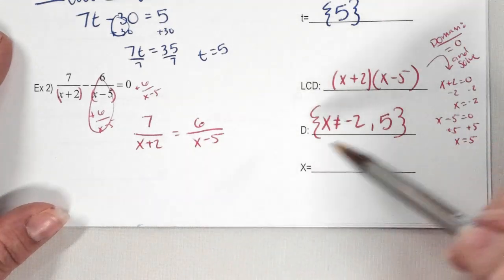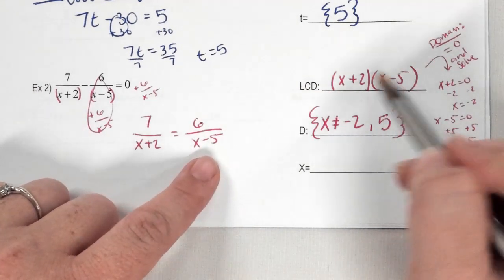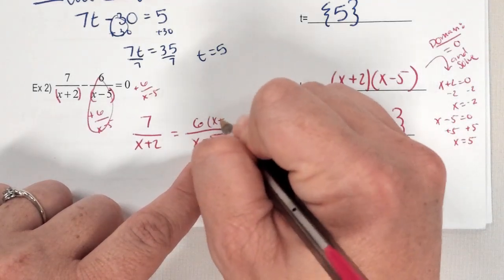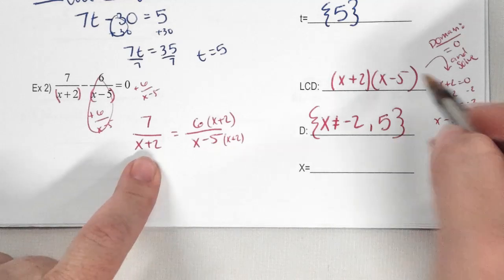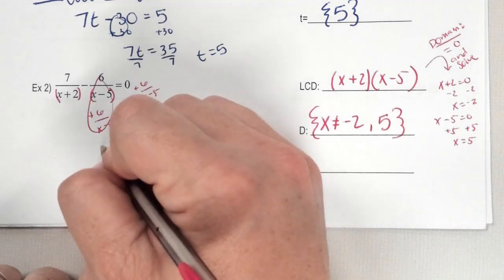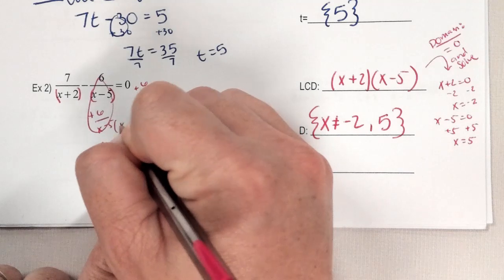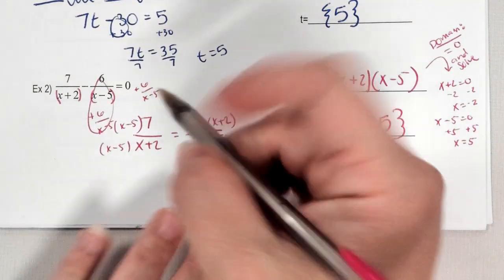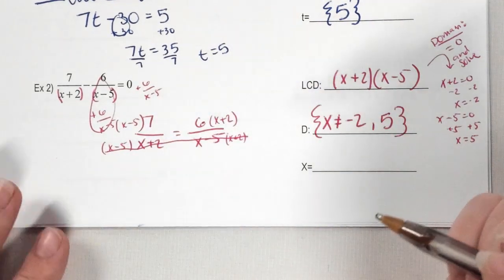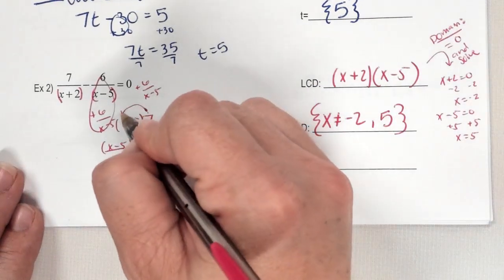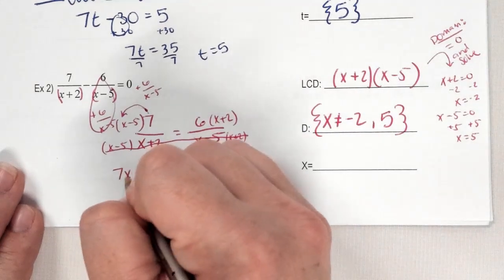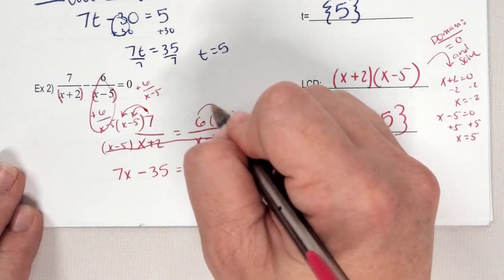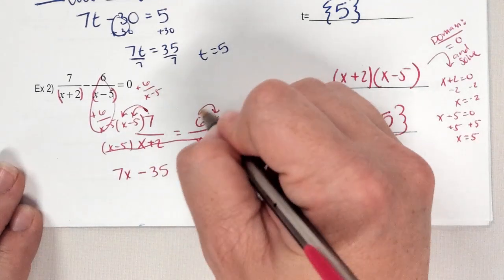However, if you don't notice that, that's fine. If you'd rather just follow the other steps, this has x minus 5. What is it missing? So I would multiply top and bottom by x plus 2. This has x plus 2. What is it missing? Do they both have the same denominator now? Yeah. So I cross it out and solve the top. So what's 7 times x? 7x. And 7 times negative 5? Equals what's 6 times x? 6x. And 6 times 2? 12.